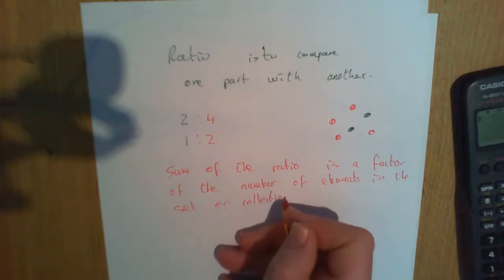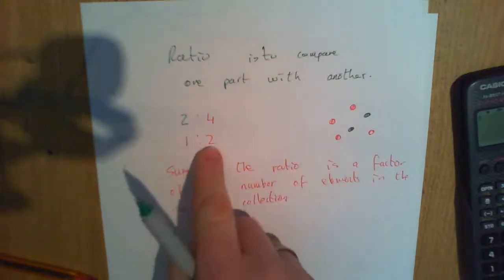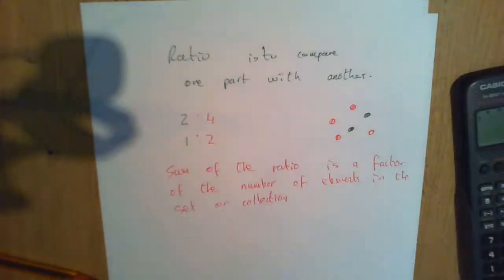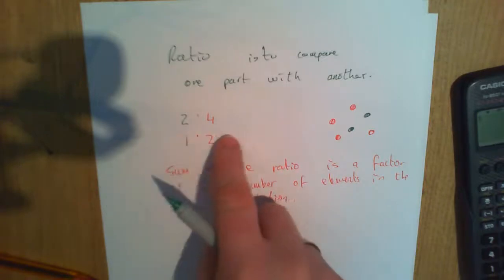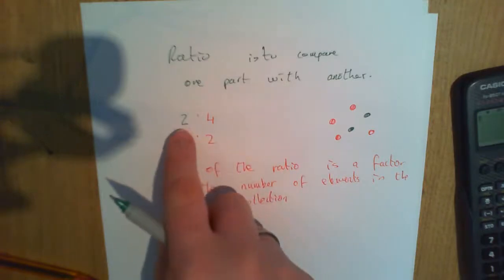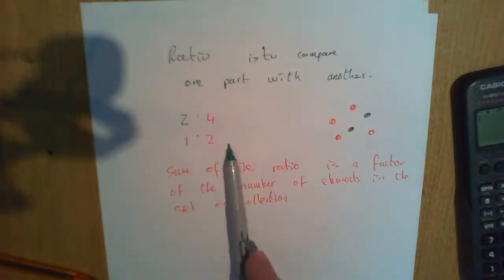So, for example, I have 6 dots. If I add 1 and 2, I get 3. 3 is a factor of 6. Even before I made them into their lowest ratios, 2 plus 4 is 6. 6 is a factor of 6. Okay? So, it's a handy little thing.